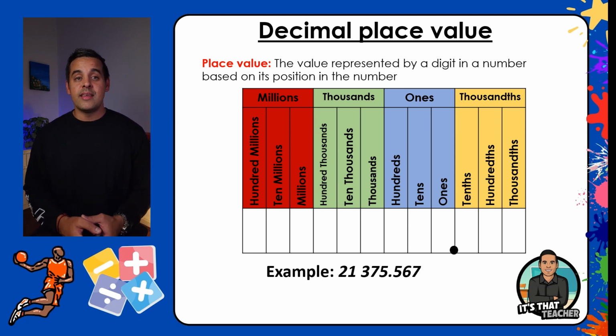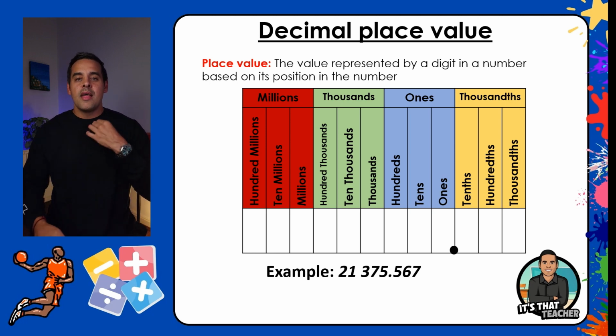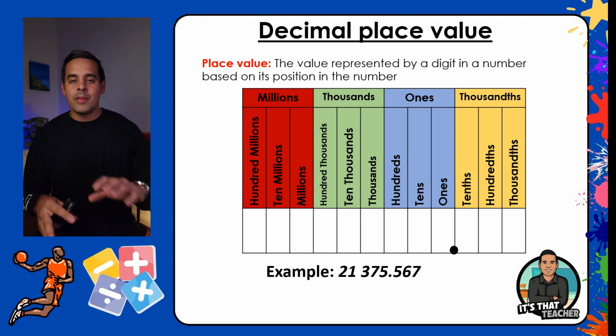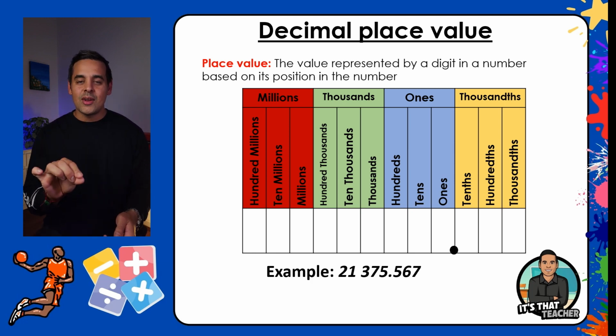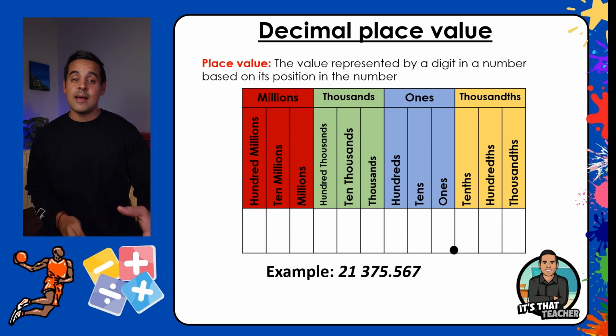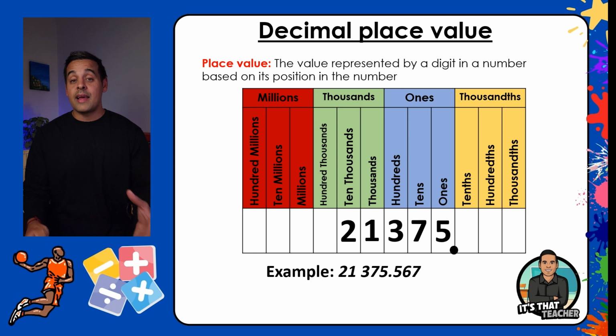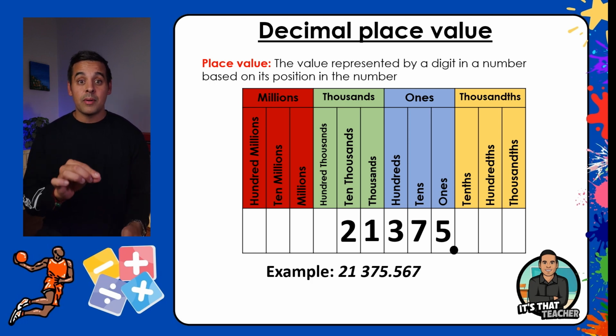Place value is the value represented by a digit in a number based on its position in the number. That word position is extremely important. What position, what place does that number belong to? So I've written an example, 21,375. However, the difference with decimal place value is that it involves a decimal place, which is that dark circle underneath.